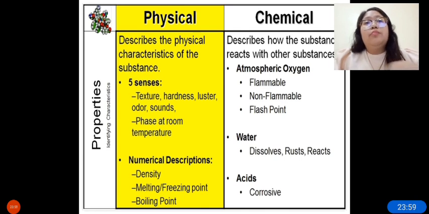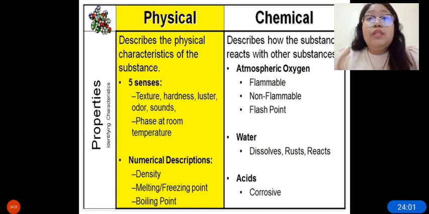How about chemical properties? Again, chemical properties describe how a substance reacts with other substances. This includes reactivity and flammability, which we have mentioned earlier. Reactivity refers to how readily a substance undergoes a chemical reaction. For example, potassium is highly reactive. And flammability refers to how easily a substance catches fire. For example, gasoline is highly flammable.